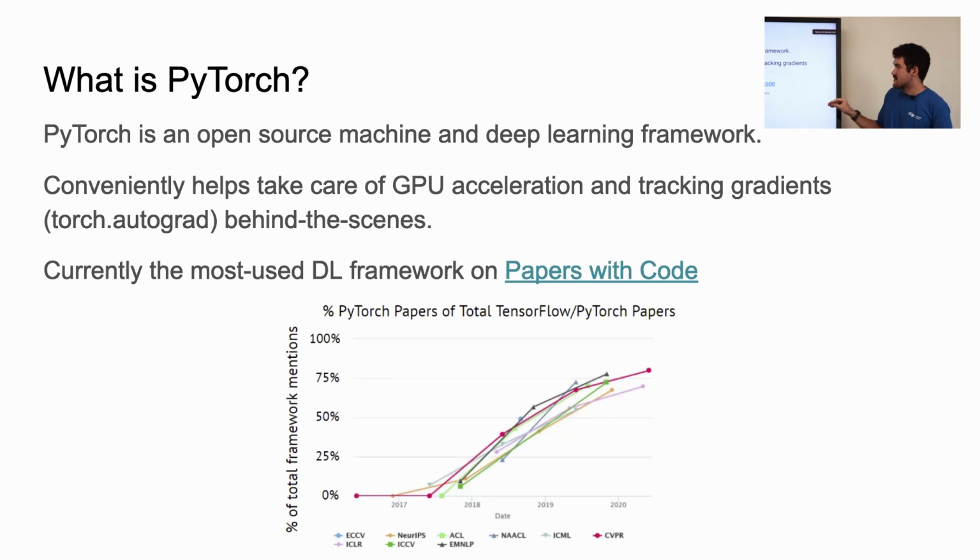And this is currently the most used deep learning framework in Papers with Code, and a lot of the big tech companies, I'm sure, like Meta and whoever else, are all using this primarily.